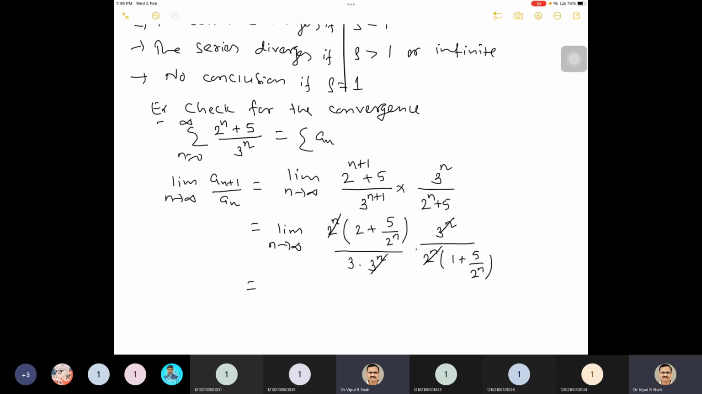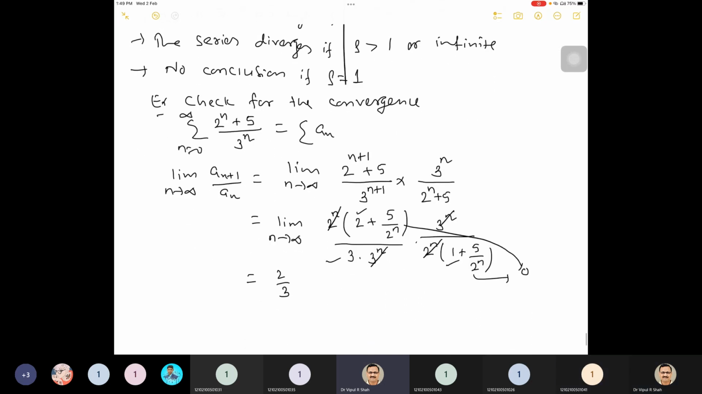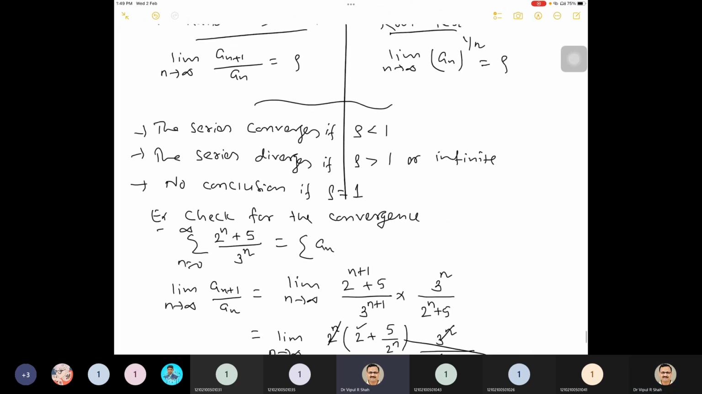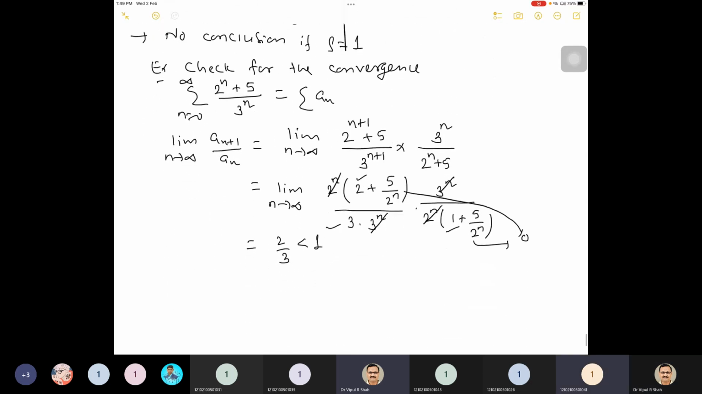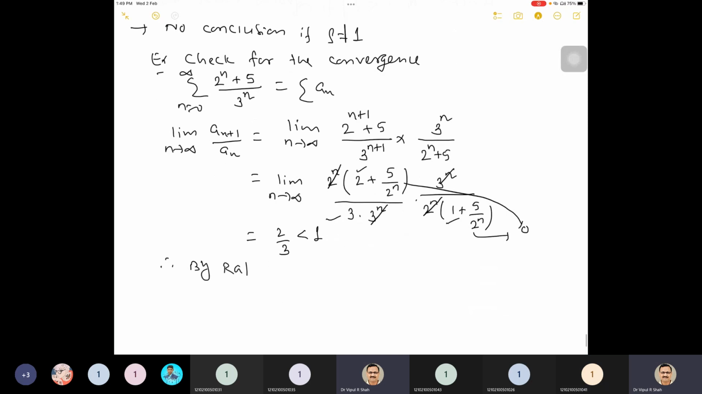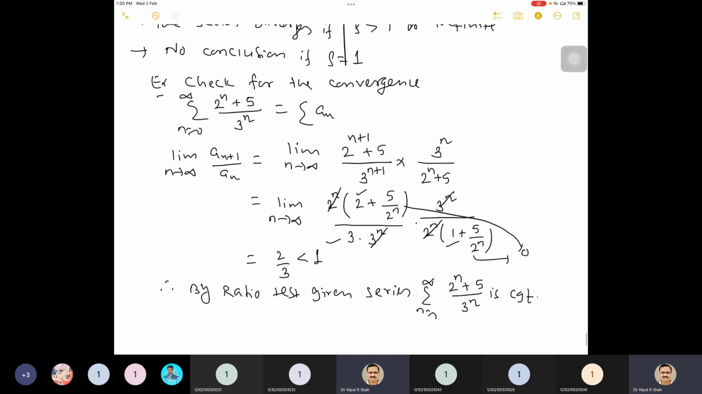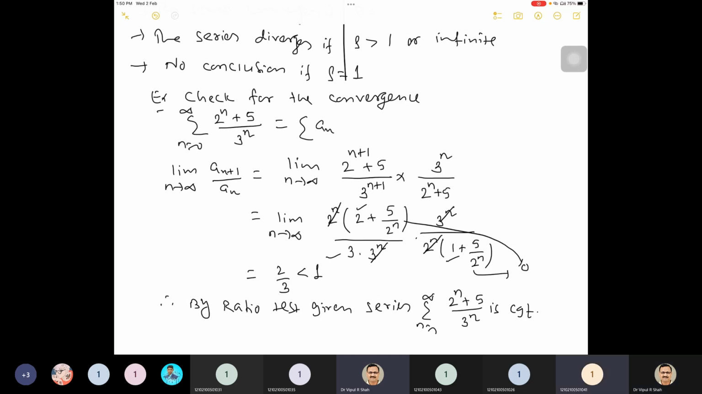Now see, when you take n tends to infinity, this tends to 0. Agree or no? This also tends to 0, because 2 power infinity is infinity and 1 upon infinity is 0. So this is 2, 3 and 1, so it is 2 by 3. Now 2 by 3 is less than 1 or greater than 1? Less than 1. So what is the conclusion? Series is convergent. So therefore you write like this: by ratio test, given series is convergent. Understand? Yes, sir. Write down.